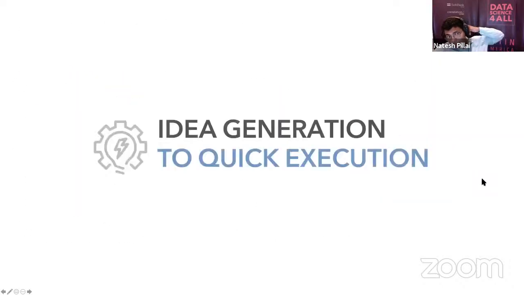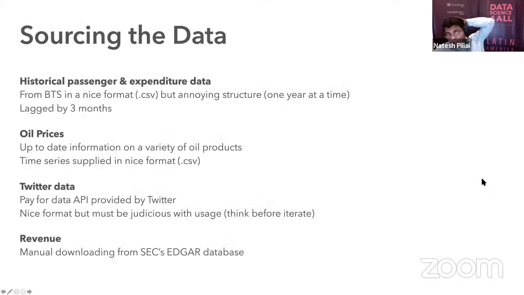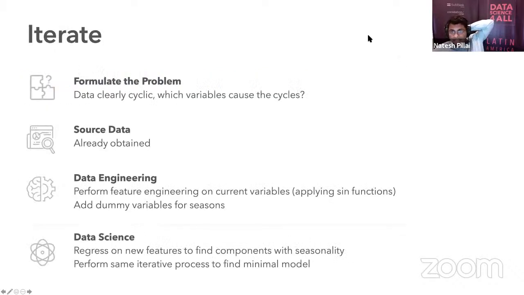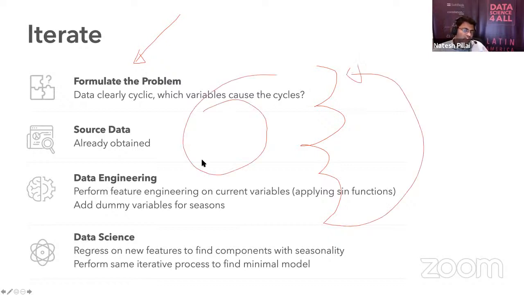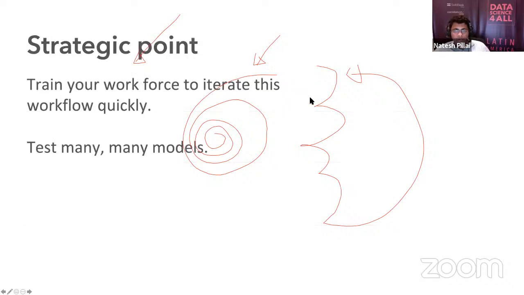So I want to end with the strategic point, which is the last slide: we started with an idea, formulated the problem, sourced the data, did data engineering and data crunching, and did iteration. We did this cycle of iteration again and again. This is definitely part and parcel of what a day in the life of a data scientist would look like. If you're working as a data scientist in the industry, you and your fellow team members would be doing this many, many times across many things. That's how the world works, and that's what the training lets you do, to do this so often.